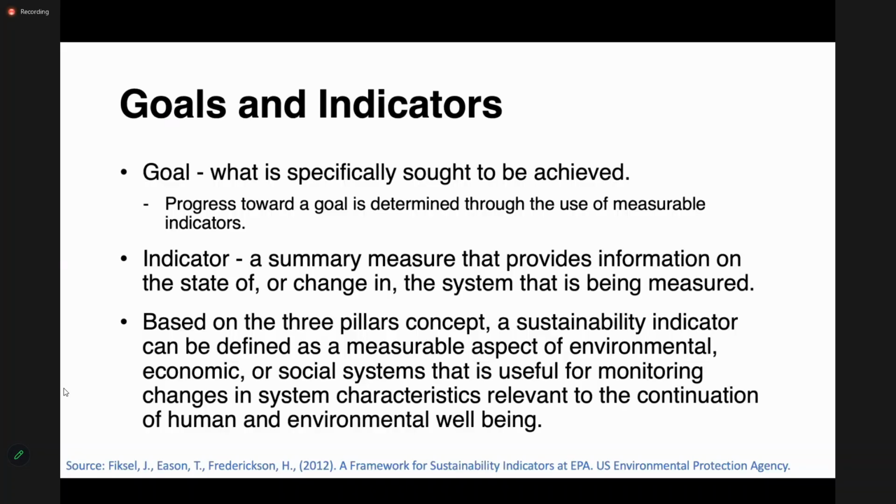So based on the 3 pillars concept, a sustainability indicator we can define as a measurable aspect of either the environment, economy, or the social system that we can use to monitor the change in the characteristics relevant to continuous human and environmental well-being. So it is something that we can use to measure the environmental, economic, or social system condition or the change in condition.